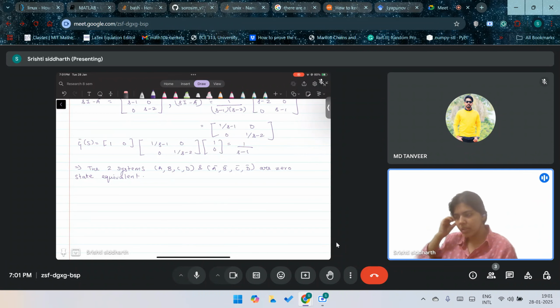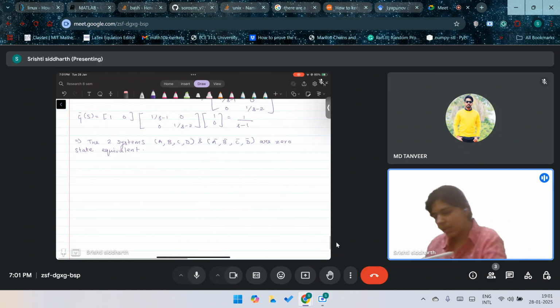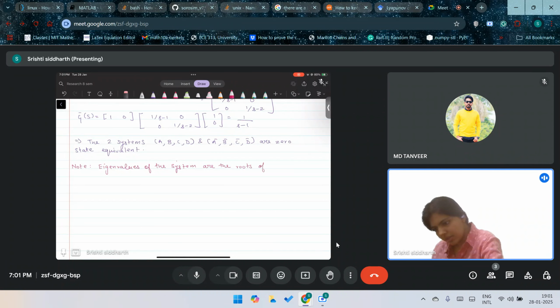So to comment on whether the two systems are also algebraically equivalent, we need to find the eigenvalues of the system. The eigenvalues of the system are the roots of the characteristic equation.